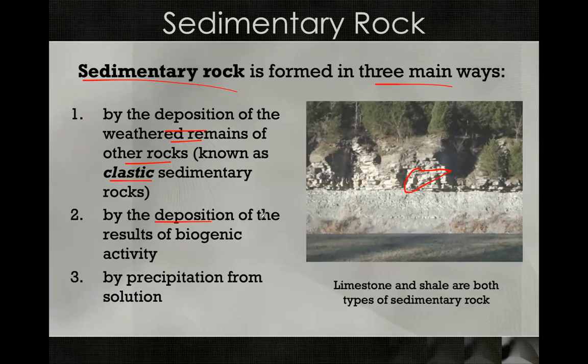Or otherwise, it can be deposition of the results of biogenic activity. For example, in the ocean, there are a lot of biogenic activities which make some materials deposit in layers. So phosphate, apatite, is another way of deposition of such sedimentary rocks. And also there is another way that is called precipitation from solutions. Some chemical solutions can precipitate materials due to chemical reactions. So these also make sedimentary rocks form.